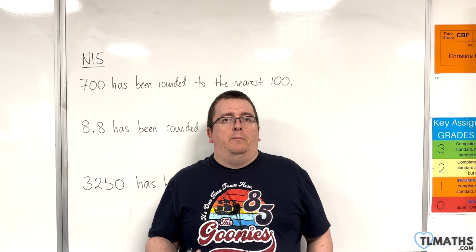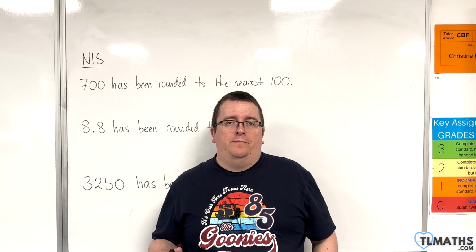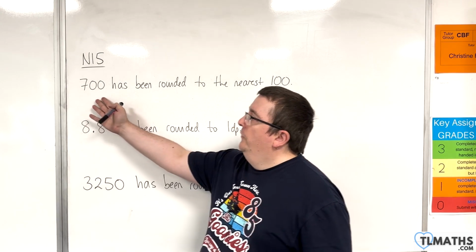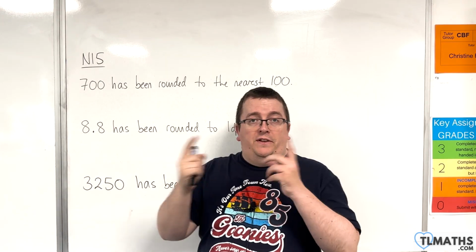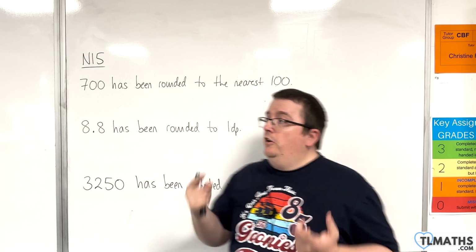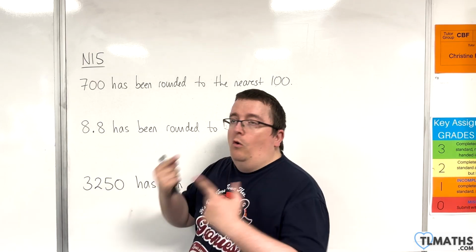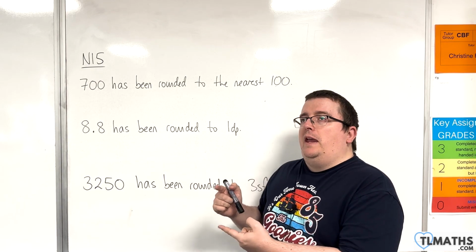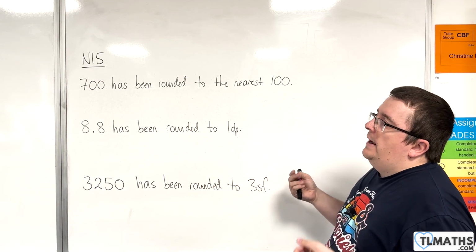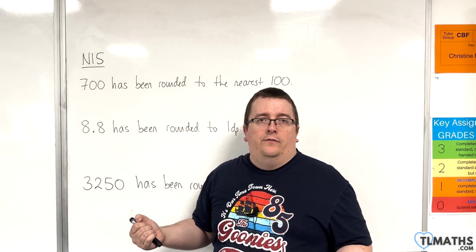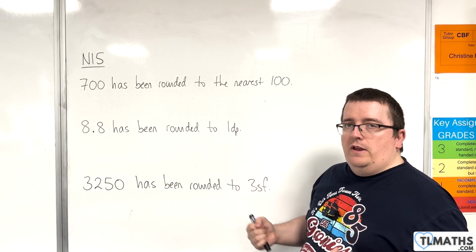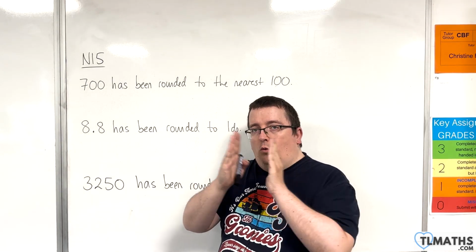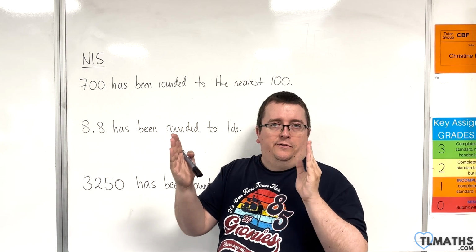Now, when you round a number, you lose some information, because essentially, if I tell you that my answer is 700 and I've rounded the answer to the nearest 100, well, what was the original answer? Well, it could have been 682. It could have been 705. It could have been 743. It could have been any number of values within a certain error interval.